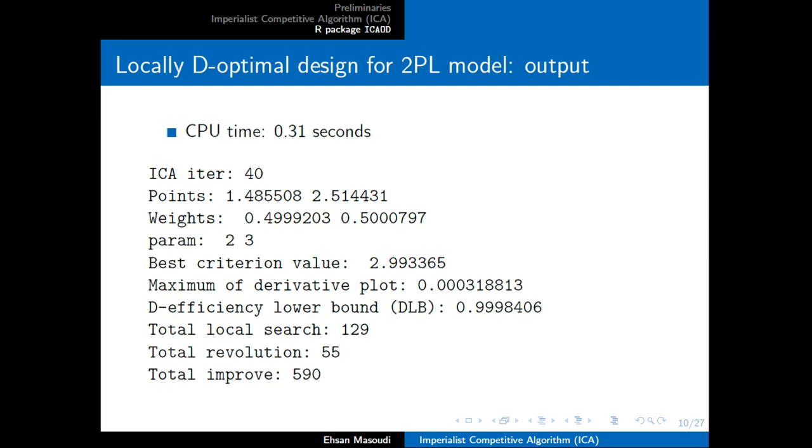So it is a 2-point design, with the parameter, the best criterion value, the log determinant of the Fisher information matrix, and I will explain that one now, the maximum of the derivative plots, and the efficiency lower bound.